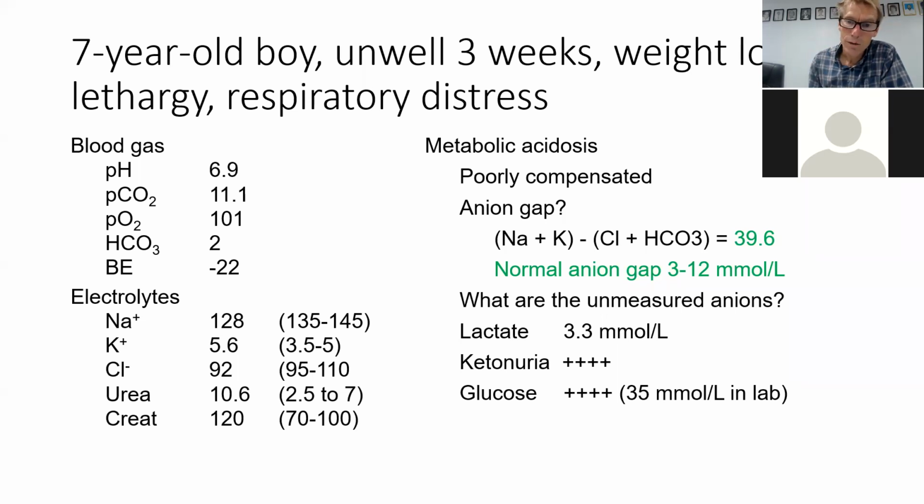So this boy had a metabolic acidosis, which was poorly compensated. Even though he was breathing very, very fast and very deeply, he only breathes down to a CO2 of 11. Still, his pH is still 6.9, so he's still got a severe acidosis. It's not very well compensated. You can calculate his anion gap from the blood gas. The normal anion gap is 3 to 12 millimoles per litre, and you can calculate that by adding up his sodium and his potassium minus his chloride and his bicarbonate.